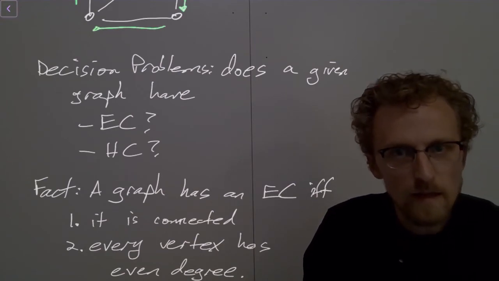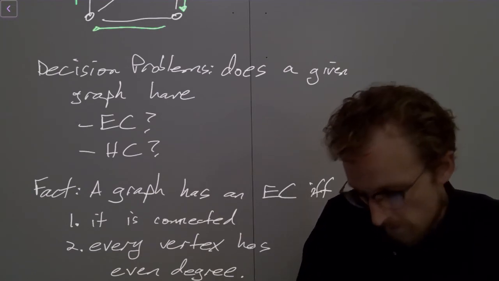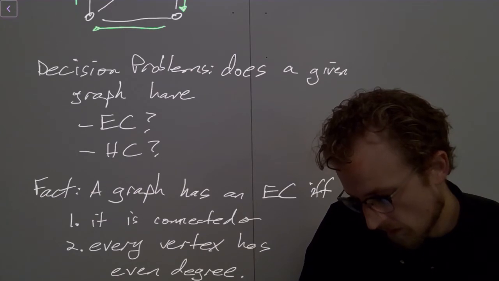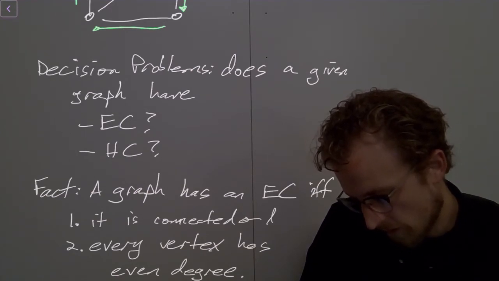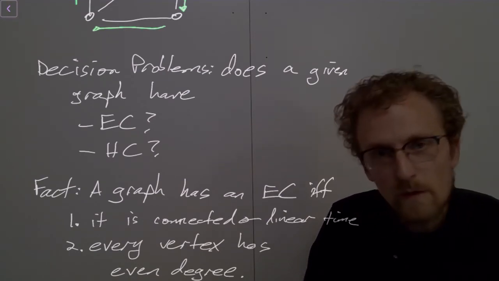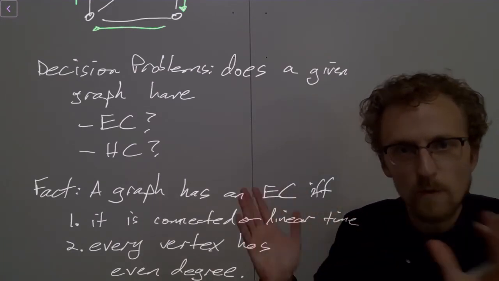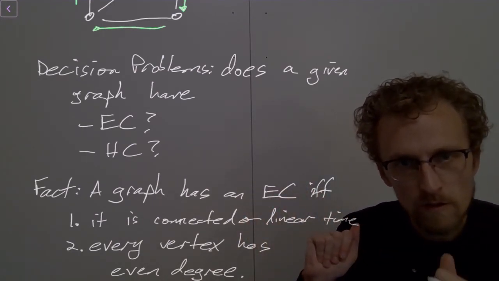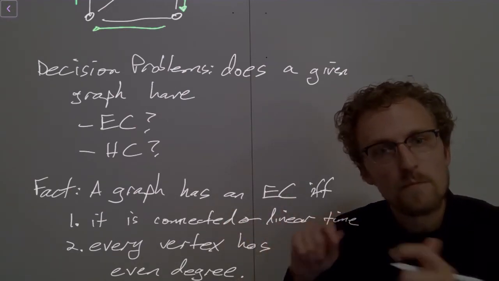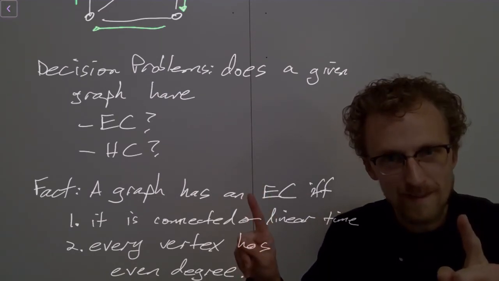It is linear in the size of the representation of the graph, right? So we can check connectivity in linear time. Okay, and then we can check whether each vertex has an even degree in linear time as well, just by directly processing the representation of the graph. So if the graph is represented in an adjacency matrix, then we need to make sure that each row of the adjacency matrix has an even number of ones.